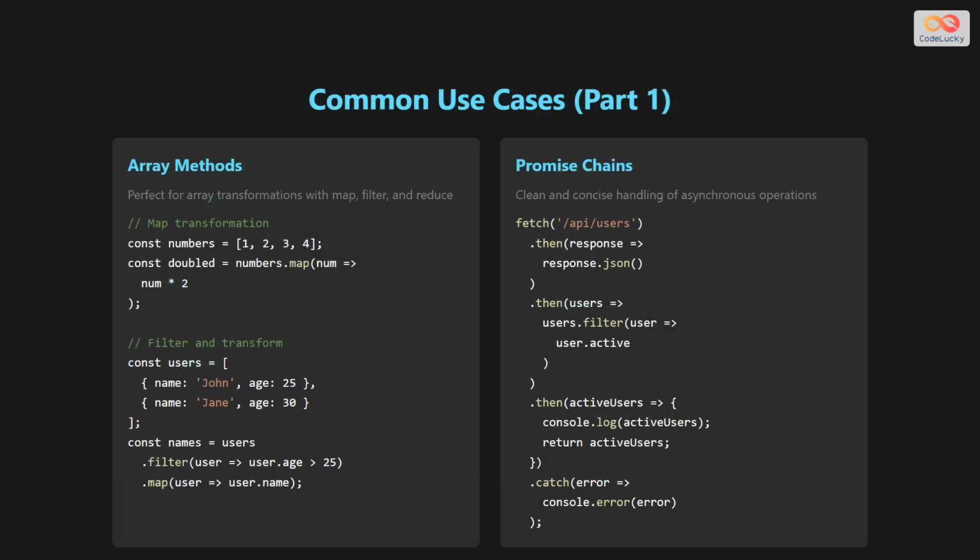Arrow functions shine in various use cases, particularly with array methods and promise chains. When using array methods like map, filter, and reduce, arrow functions provide concise syntax for transformations and filtering. Here, map doubles each number, and then filter and map are chained together to get names of all users with age greater than 25. For promise chains, arrow functions allow you to write asynchronous code in a clear and readable way. Here's an example showing how to fetch data, convert the response to JSON, filter it, and then log it to the console using arrow functions.